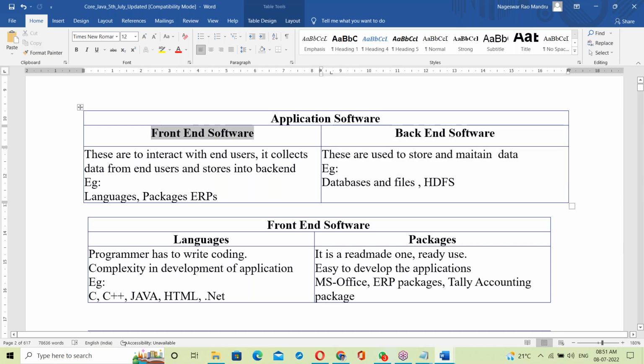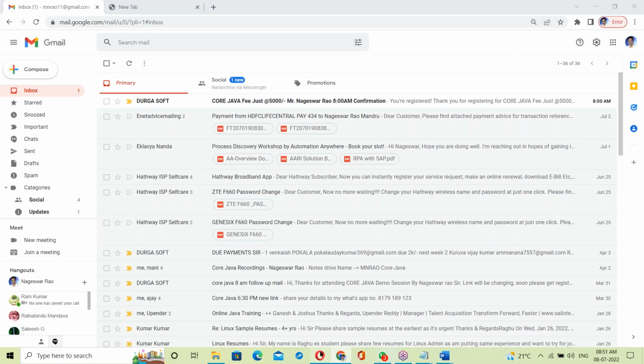So what is front end here? Front end is to interact with end users and collect data from end users, and store it in the backend, right? So front end collects data from end users and stores it to the backend. So this is a front end.